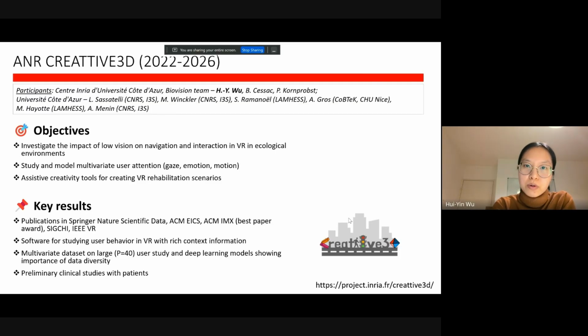The main project that I am coordinating is called ANR Creative 3D, which is a collaboration between the BioVision team, clinical partners, and partners in neuroscience and cognitive science. The objective is to investigate the impact of low vision on navigation and interaction in virtual reality using ecological environments, and then to study and model multivariate user intention involving indices such as gaze, emotion, and motion. And finally, to develop assistive creativity tools that we can use, for example, to create personalized virtual reality rehabilitation scenarios. We publish mainly in conferences in human interactions, in media studies, but also in virtual reality.